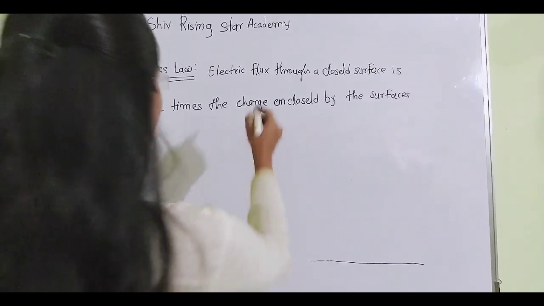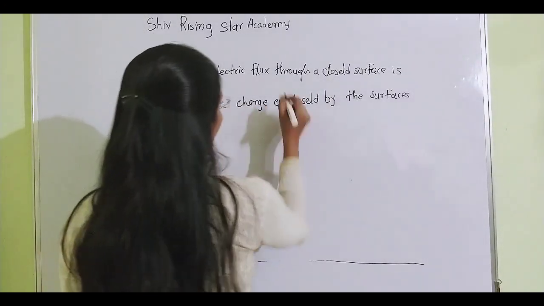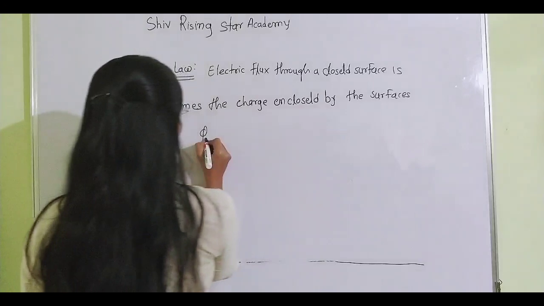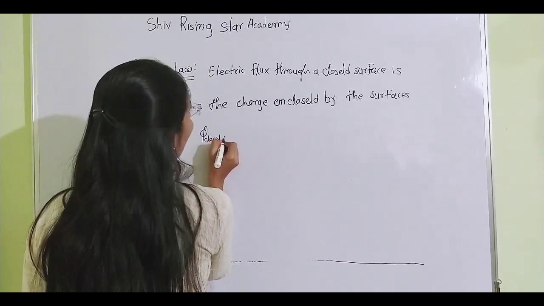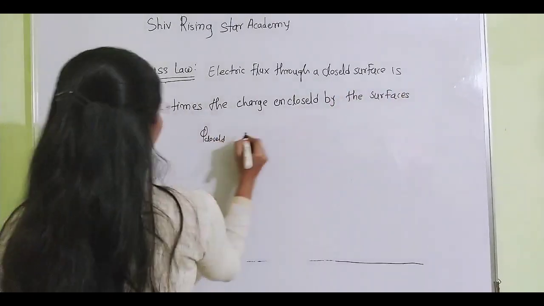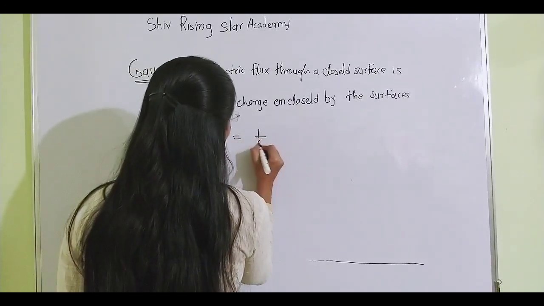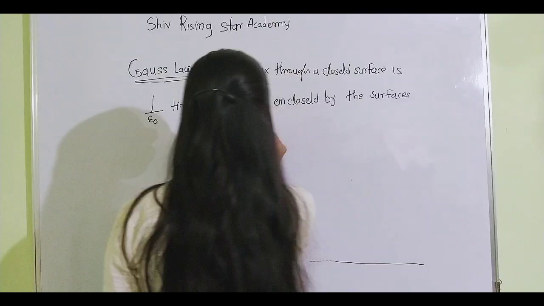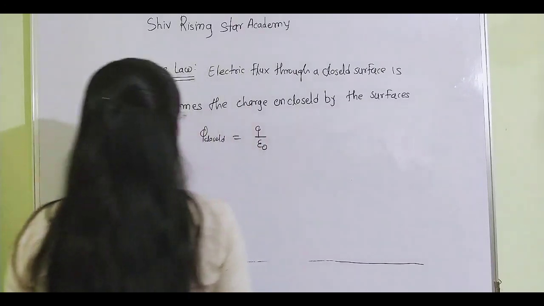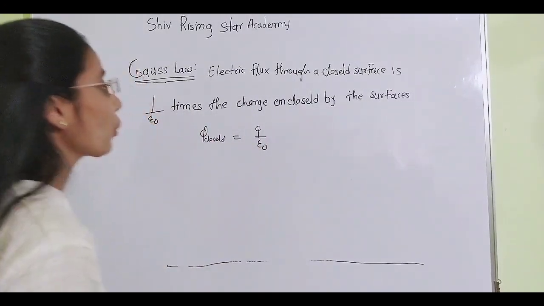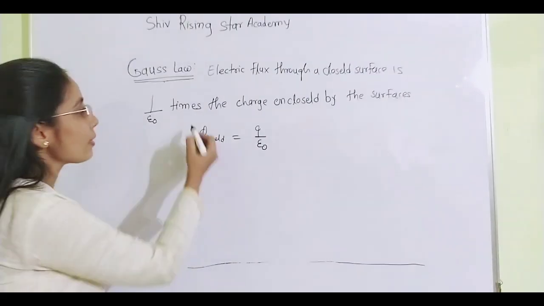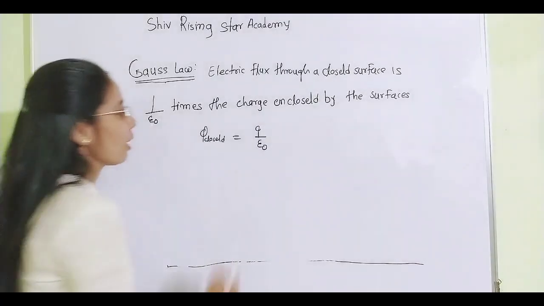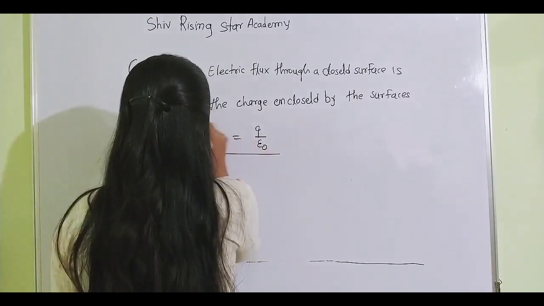So electric flux phi through a closed surface is 1 by epsilon naught times the charge enclosed by the surface. So this is charge q. So phi closed is equal to q upon epsilon naught. This is Gauss's law. Suppose this is our equation number 2.